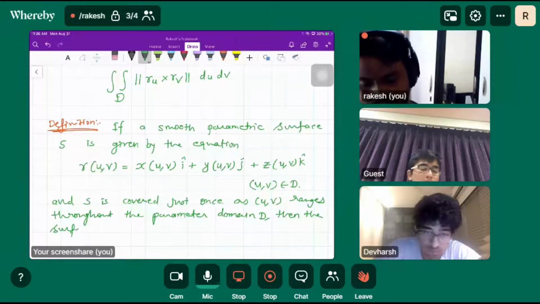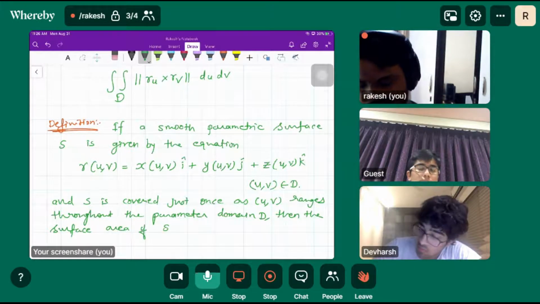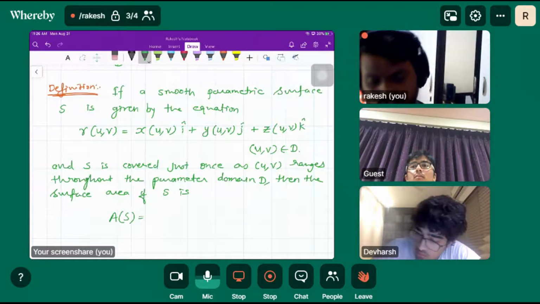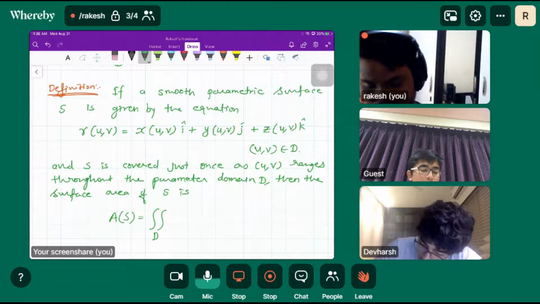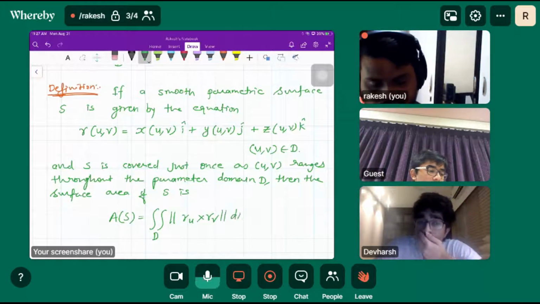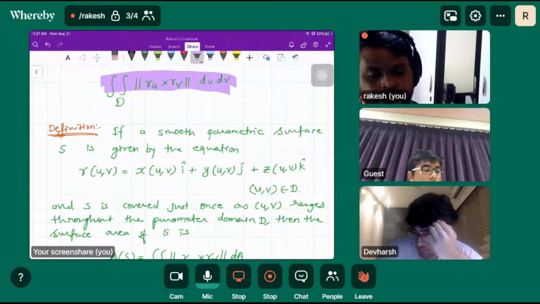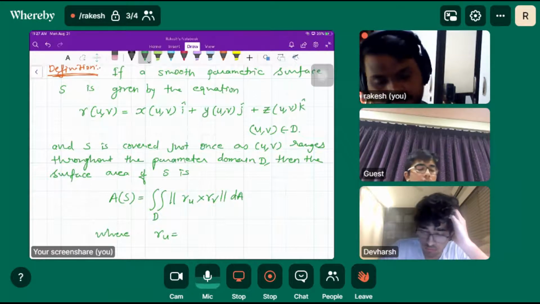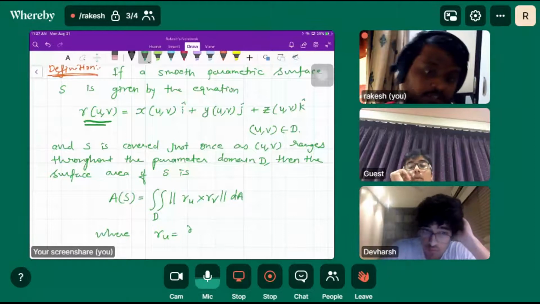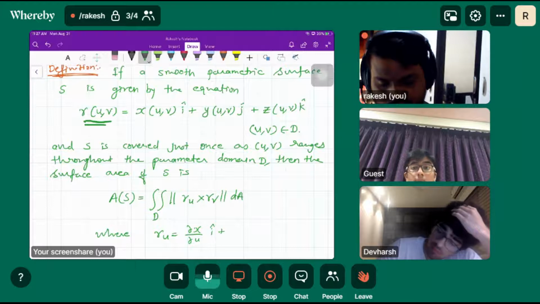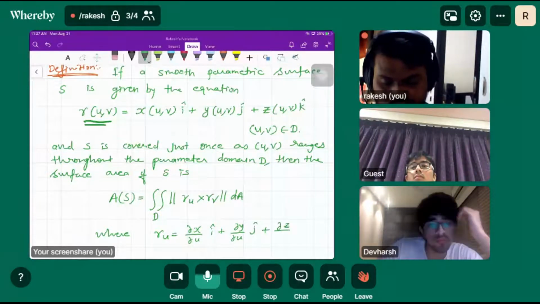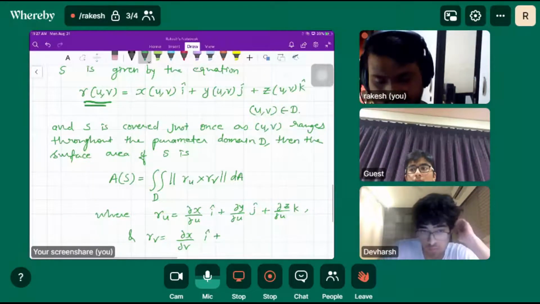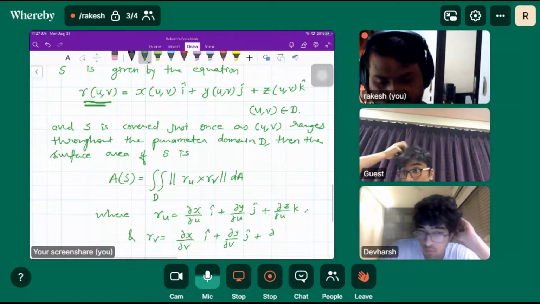Then the surface area of S, the surface area of that curved surface, is basically the double integration of |ru cross rv| dA that we just found here, where ru is the partial derivative of this vector form of the given surface, which is del x upon del u i cap plus del y upon del u j cap plus del z upon del u k cap, and rv is equal to del x upon del v i cap plus del y upon del v j cap plus del z upon del v k cap.